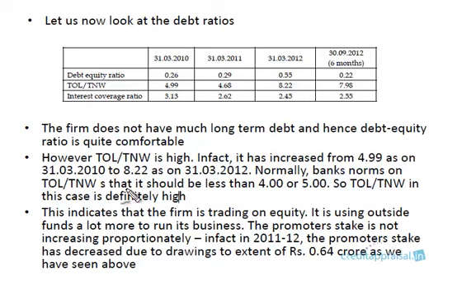Let's take a look at the debt ratios. Debt equity ratio is okay. Anything less than 1 is okay. TOL by TNW is high. 8 is high. Bank norms are usually around 4 to 5 to 6, in that range. This is definitely high. And why is it high?